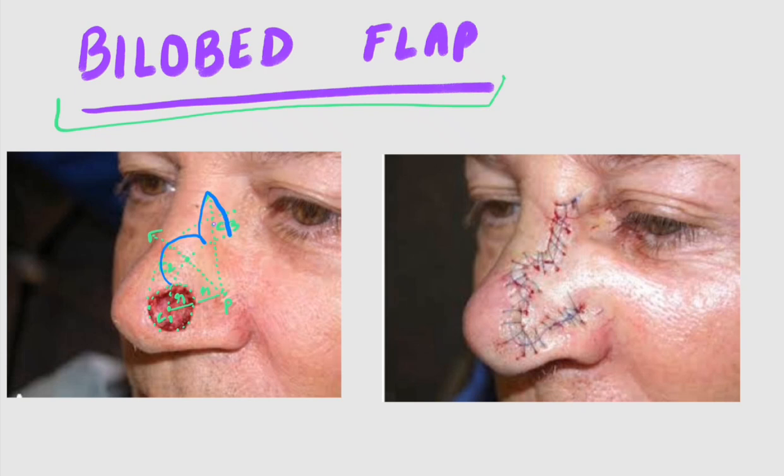Then we move the C3 flap to cover the space defect of the C2 and we primarily close the defect at the base of C3.